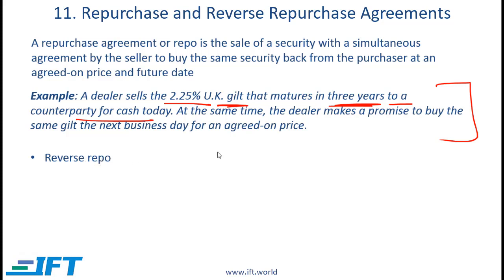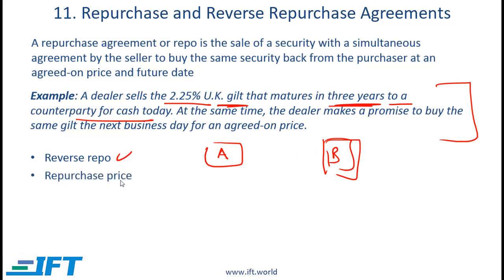The transaction was a repo from the perspective of Bank A because Bank A was the bank which was making the commitment to repurchase. From the perspective of Bank B, the same transaction would be called a reverse repo. Repurchase price: in my example, there was a price at which A was promising to repurchase the next day. So that price is the repurchase price.